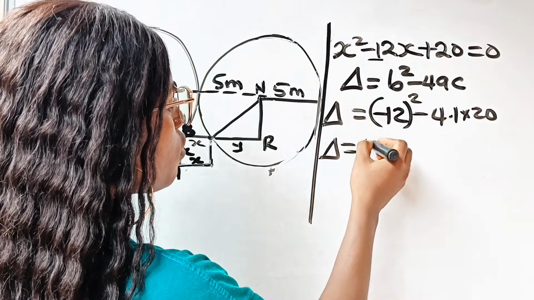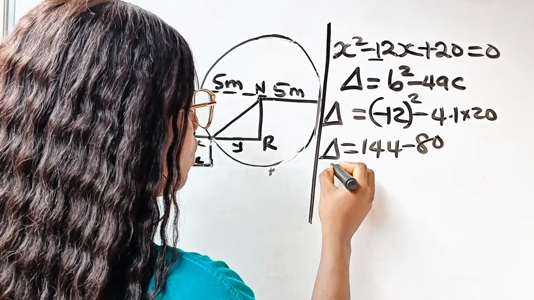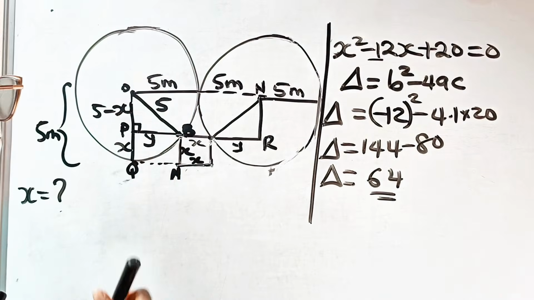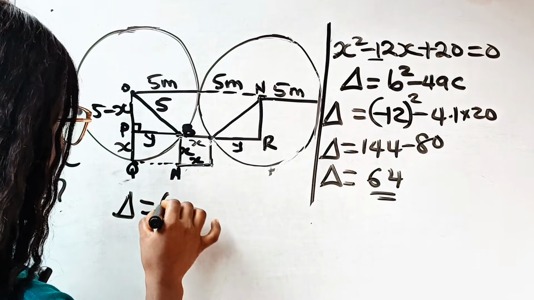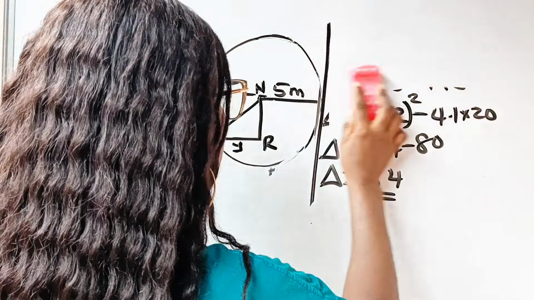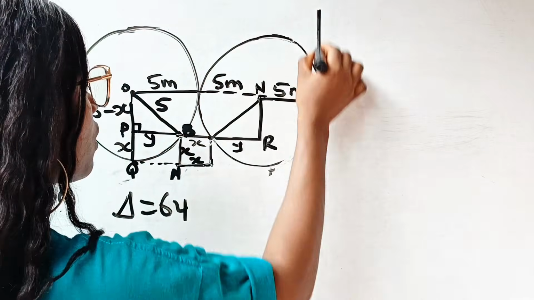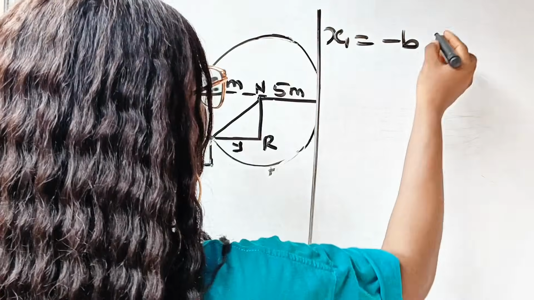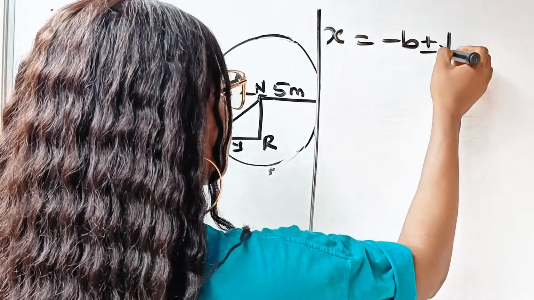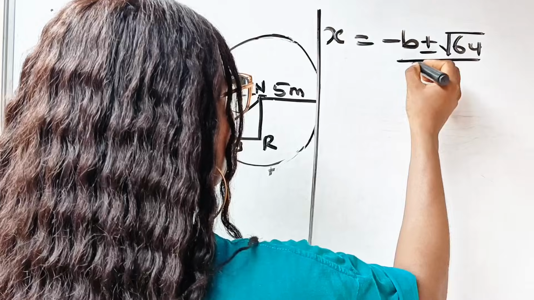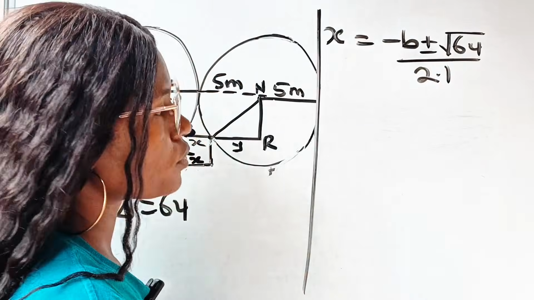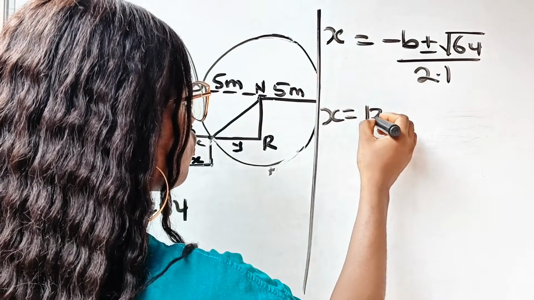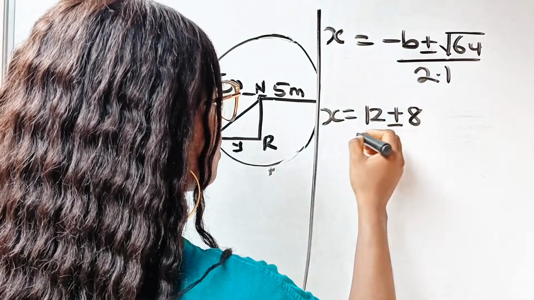So the discriminant will be equal to 144 minus 80. So the discriminant will be equal to 64. All right, so it means that x then, the first value of x will be equal to minus b plus or minus square root of 64 divided by 2 times a, which is 2 times 1. So we have x will be equal to, we already have minus 12, so minus minus is plus, so we replace this with 12, plus or minus square root of this is 8, divided by 2.